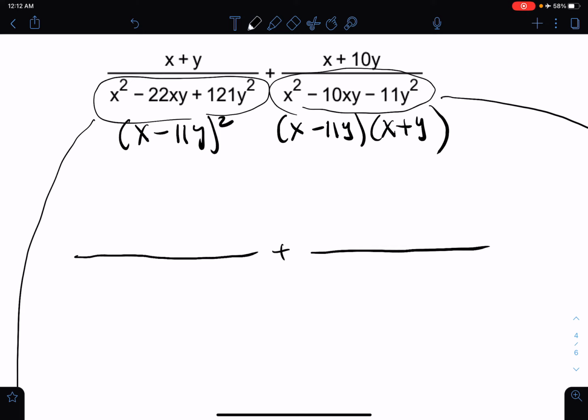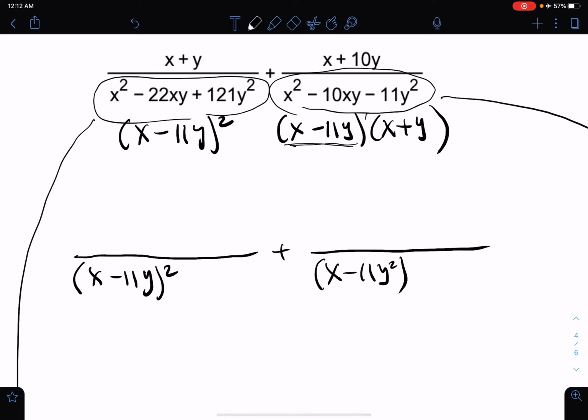Well, x minus 11y quantity squared, this x minus 11 to the first power. We always take the higher power. So x minus 11y quantity squared. Okay, so that's taken care of. Yeah, we're good there because we at least have... How did I put that square in the wrong spot? There we go, quantity squared.